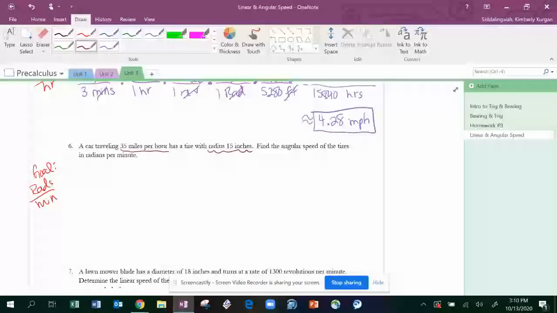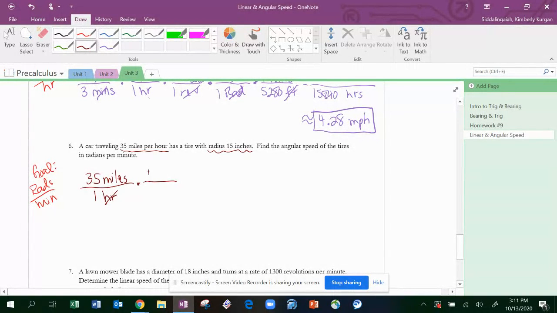Okay, so already I can tell I'm going to have to do some converting because we have miles per hour. So hours and minutes, those are going to be different. All right, so let's start with this 35 miles per 1 hour. As I've told you, I like to start with converting the time. So 1 hour is 60 minutes, and now I'm at least in miles per minute.